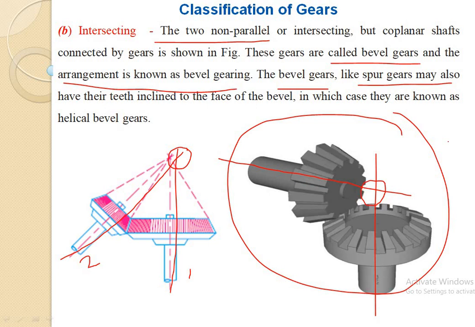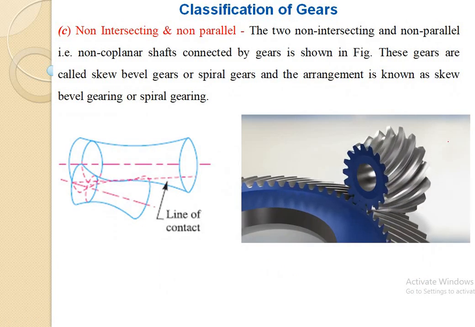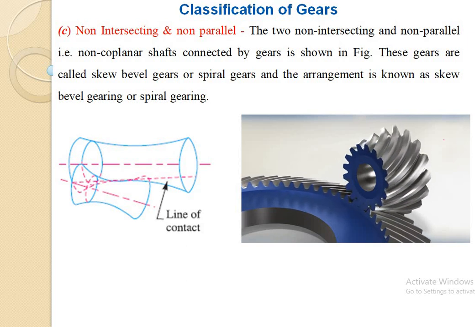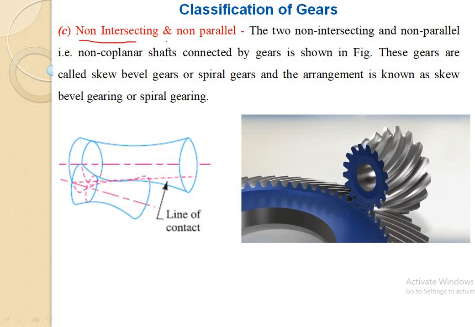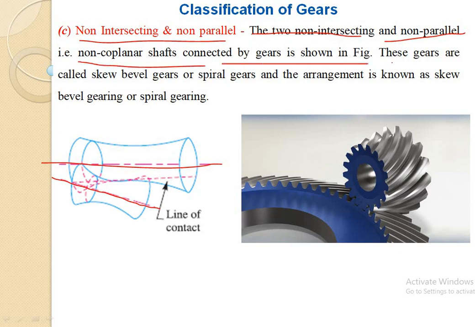These are known as the bevel gears. The third classification, depending upon the position of axis, is non-intersecting, non-parallel. This is one axis and this is another axis. These two axes are non-parallel, non-intersecting. If two non-intersecting, non-parallel, that is non-coplanar, shafts are connected by gear, then these gears are known as the skew bevel gears or spiral gears.